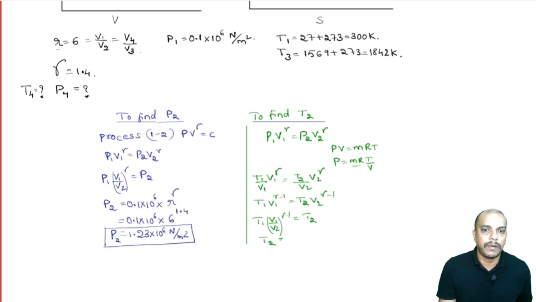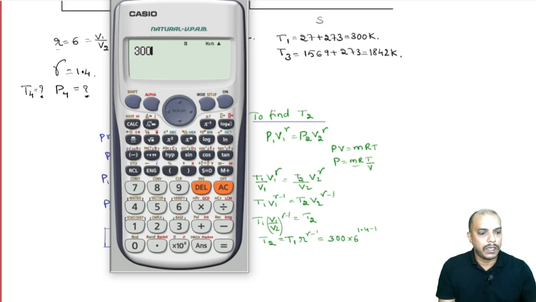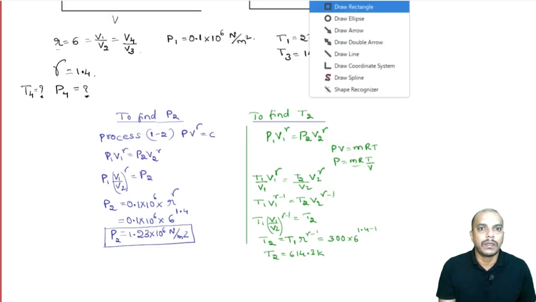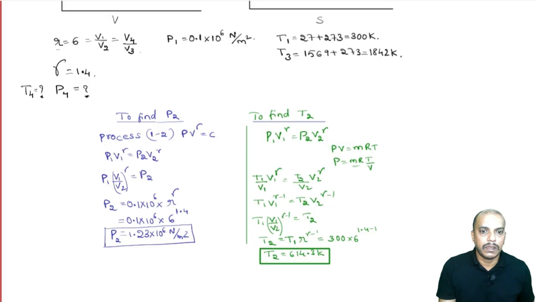Now, T2 is equal to T1, and V1 by V2 is r, the compression ratio, to the power gamma minus 1. T1 is known to us, 300, r is 6, to the power 1.4 minus 1. So, that will be our T2. 300 into 6 to the power 0.4, which is 1.4 minus 1, gives 614.3. So T2 is equal to 614.3 Kelvin. That is how we can find out the value of T2.